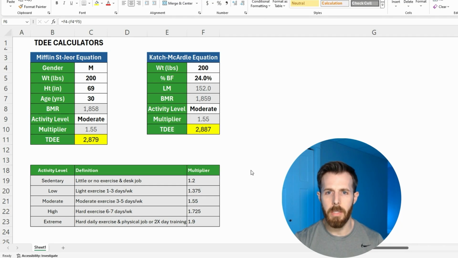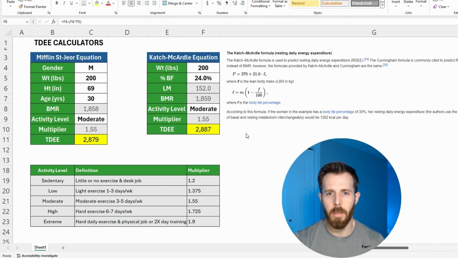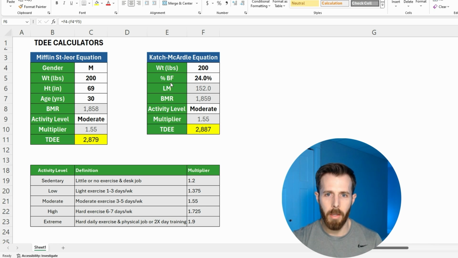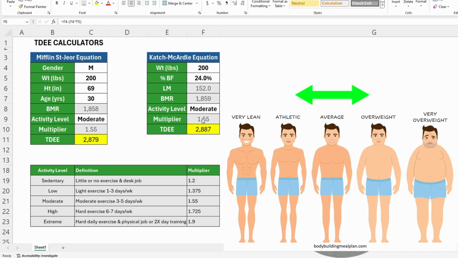Most TDEE calculators also allow you to use the Katch-McArdle equation. And this one uses your weight and body fat percentage to calculate BMR, and then applies the same activity level multiplier to find your TDEE. If you're of average build, which for men is 24% body fat, the TDEE comes out almost identical to the Mifflin-St Jeor equation. However, the two formulas diverge if you're above or below average body fat.